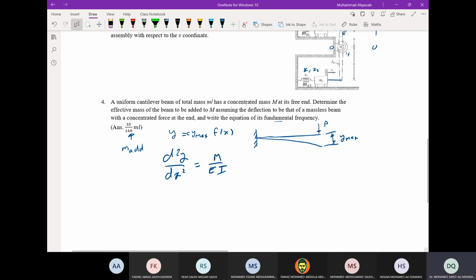Okay, so I will start the next section, which is about viscously damped systems.